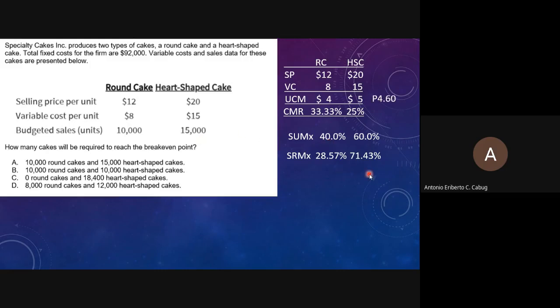71.43%. Okay? For the weighted average UCM, use the unit mix. 4 times 0.4 plus 5 times 0.6. That would be 4.6. Weighted average CMR, contribution margin ratio, 33.333% times 0.2857 plus 0.25 times 0.7143. That would give you 27.368%. Again, that's 27.368%. Okay.